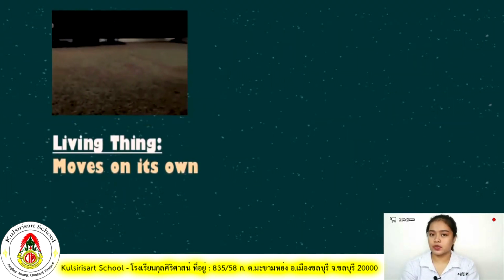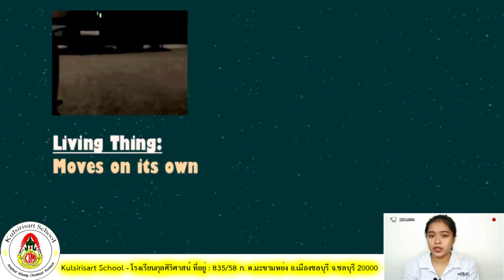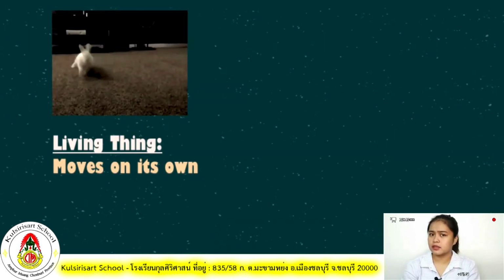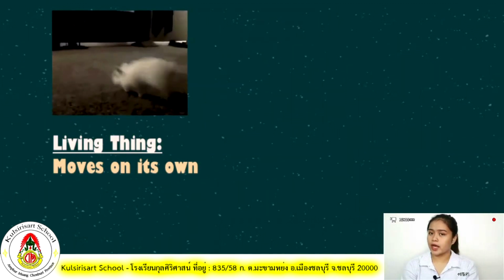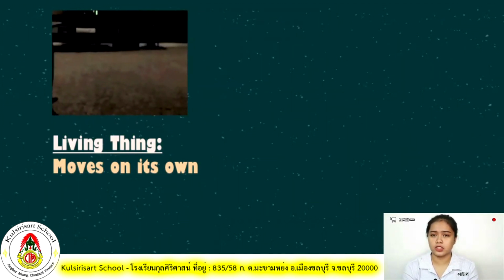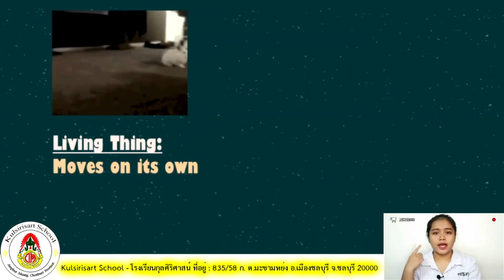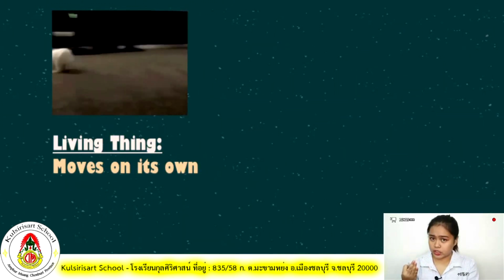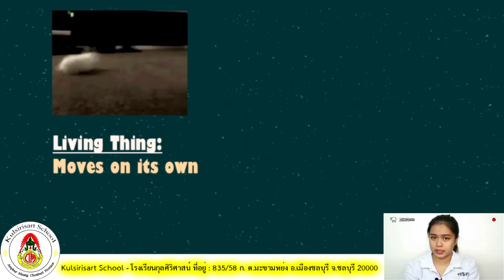Just like this rabbit. As you can see here, the rabbit is running around. The rabbit is a living thing. That's why the rabbit can move on its own. As well as you. You can walk, you can run, you can jump because you are a living thing.